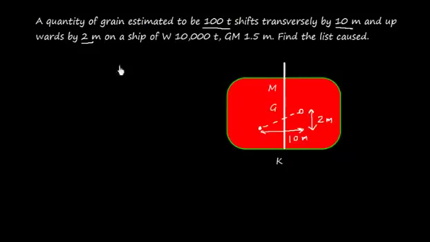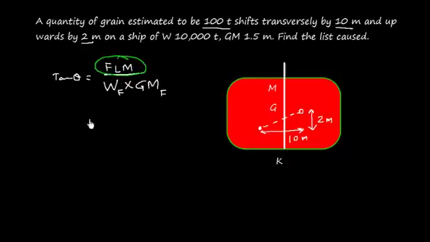We need to find the list cause. So the list cause is tan theta equals list moment divided by capital W, which is the displacement, and GM. Here we should also note that the list moment is the final list moment, and the displacement is also final, and GM is also final in the list formula. So let's work out the list moment first.